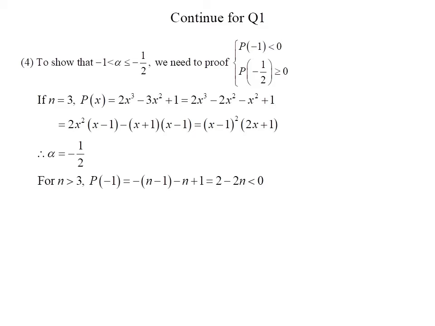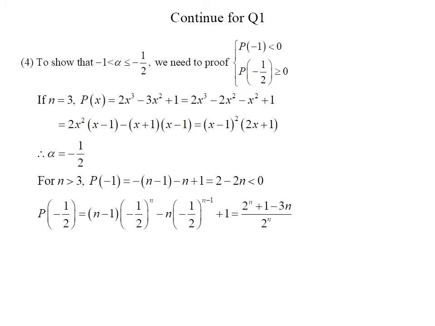When n is greater than 3, p(-1) equals 2 minus 2n, which is obviously less than 0. After being simplified, p(-half) equals (2 raised to the n plus 1 minus 3n) divided by 2 raised to the n.